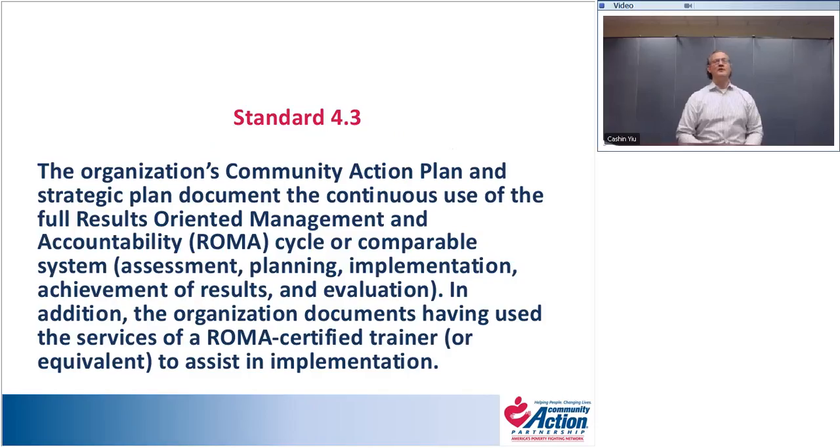Great. So standard 4.3, this is everyone's favorite. The organization's community action plan and strategic plan document the continuous use of the full results-oriented management and accountability cycle or comparable system: assessment, planning, implementation, achievement of results, and evaluation. In addition, the organization documents having used the services of a ROMA certified trainer or equivalent to assist in implementation.